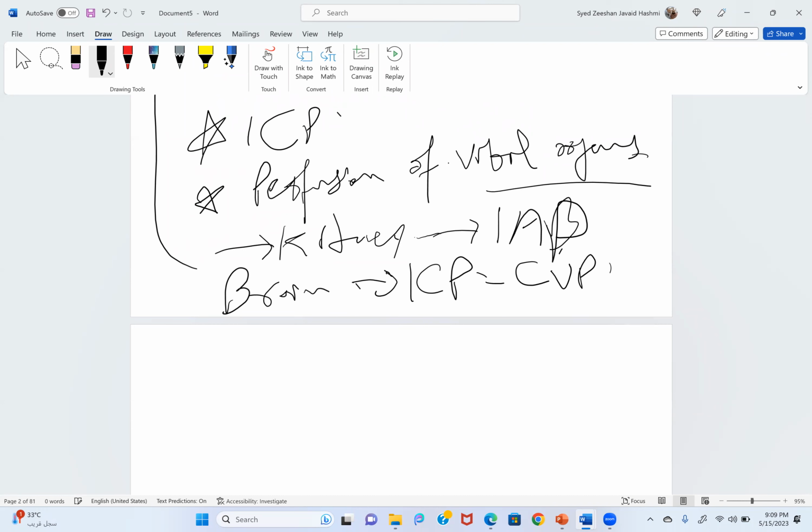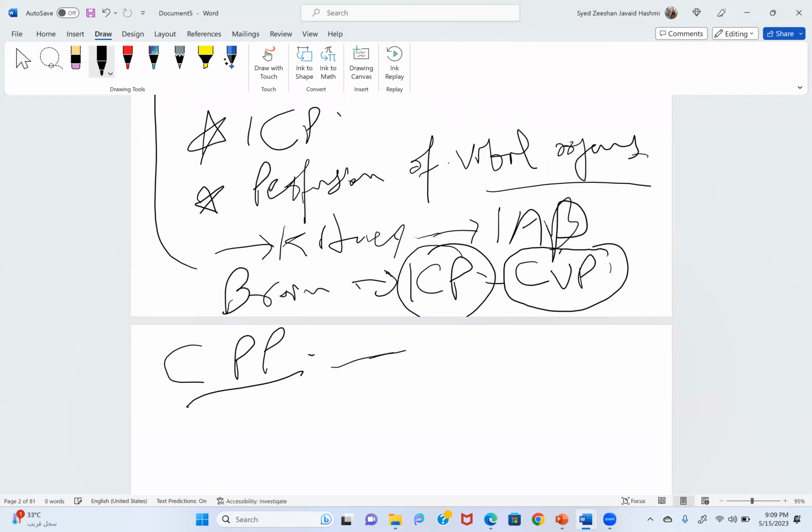Okay. So with both CVP and ICP, the better term is cerebral perfusion pressure. How can we indirectly monitor cerebral perfusion pressure? By subtracting ICP from MAP. Yes, this is the exact formula. But usually indirectly we can see it with the BIS. Entropy. Okay. What else?